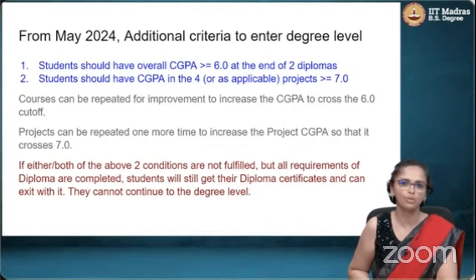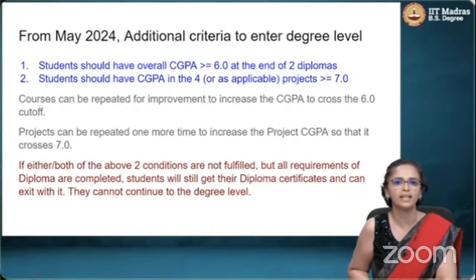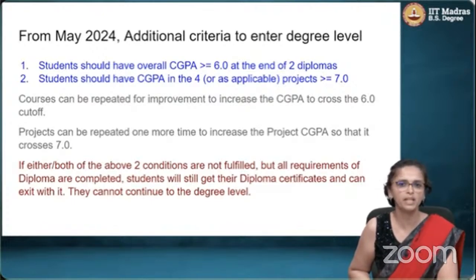So your overall CGPA of all courses in the foundation level and all courses and projects in the diploma level should be more than 6.0 at the end of 2 diplomas. So your CGPA should be greater than or equal to 6.0 at the end of 2 diplomas. That is condition number 1 for you to be eligible to enter the degree level in the May 2024 term or thereafter.